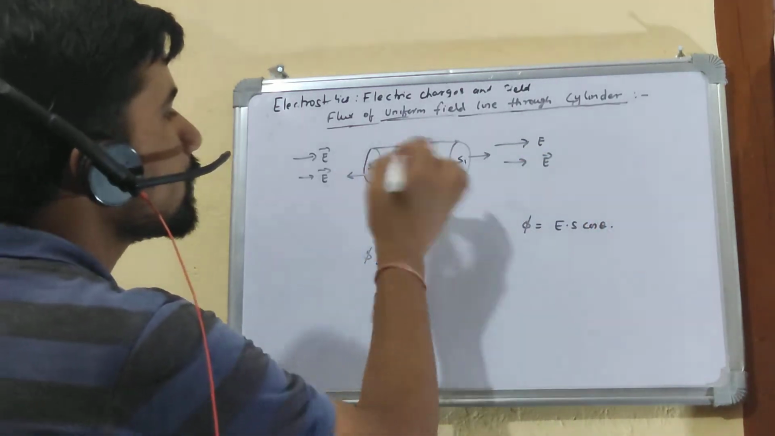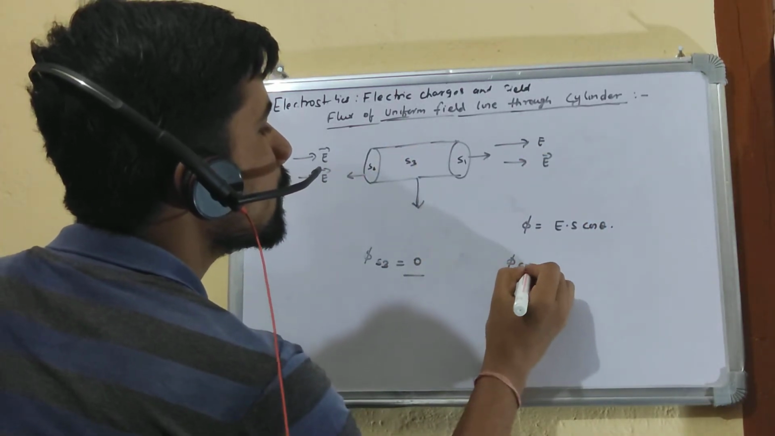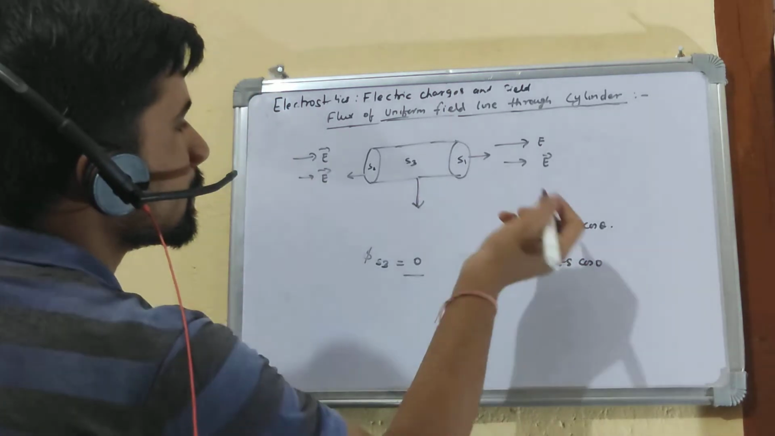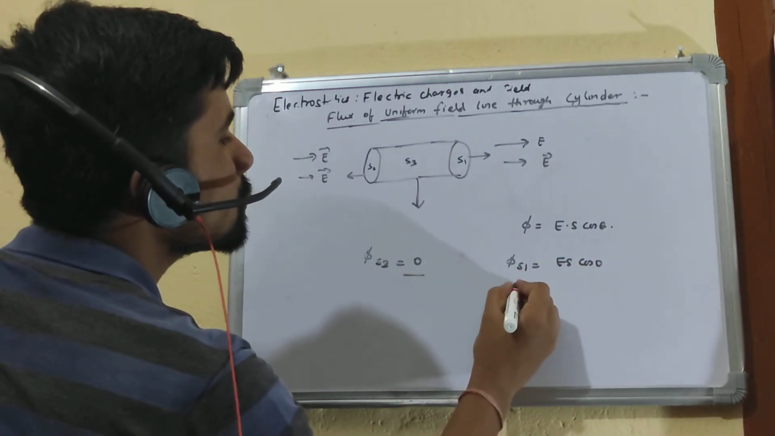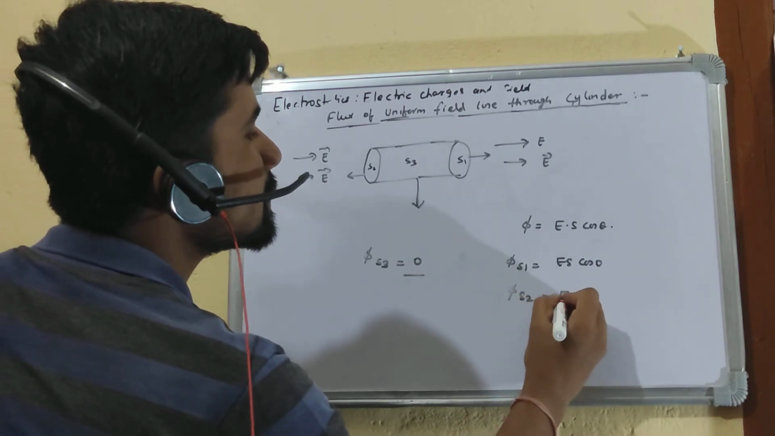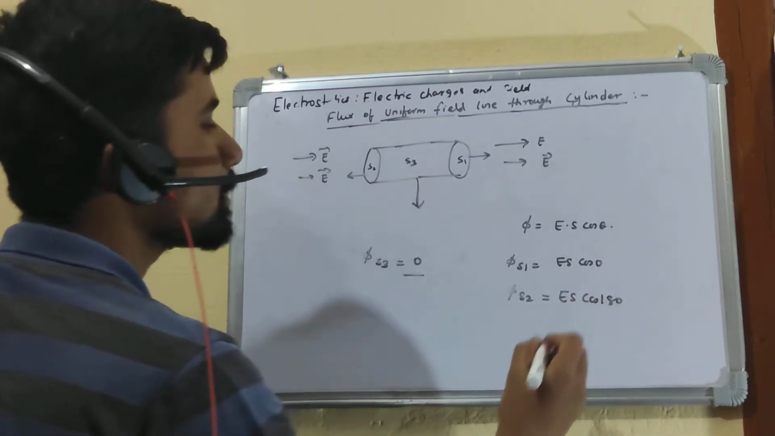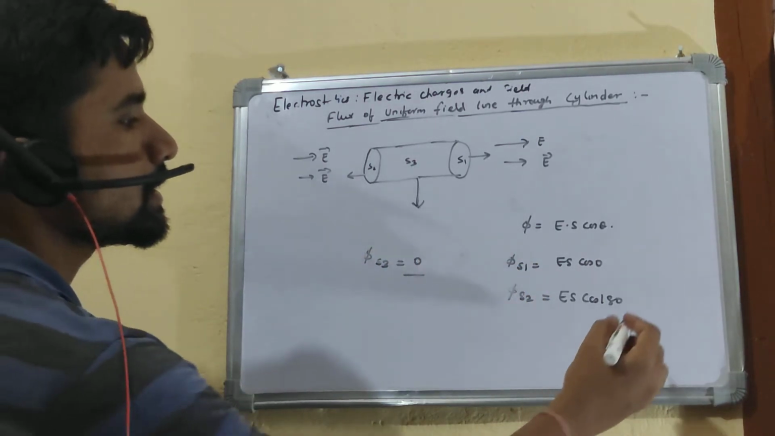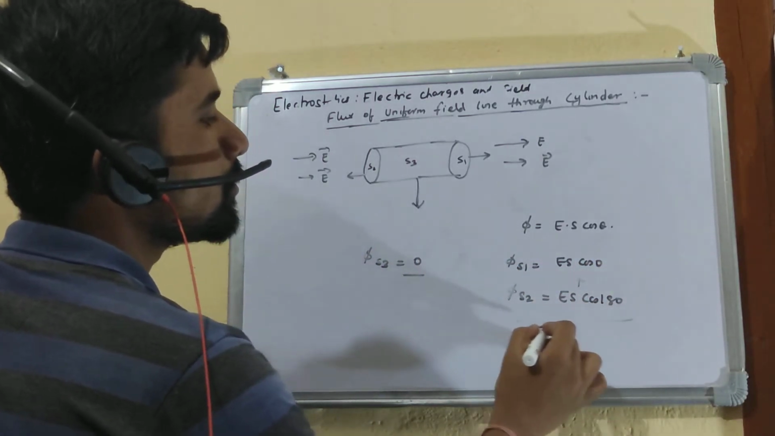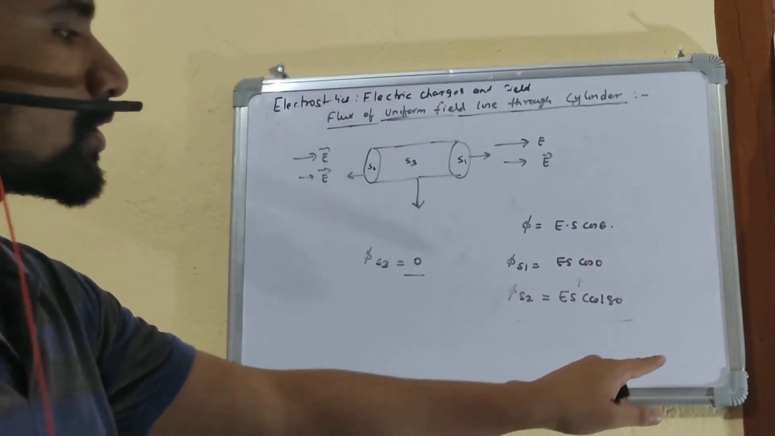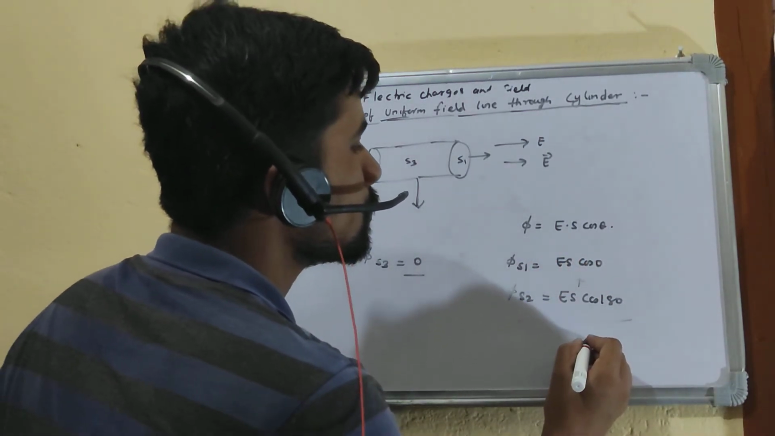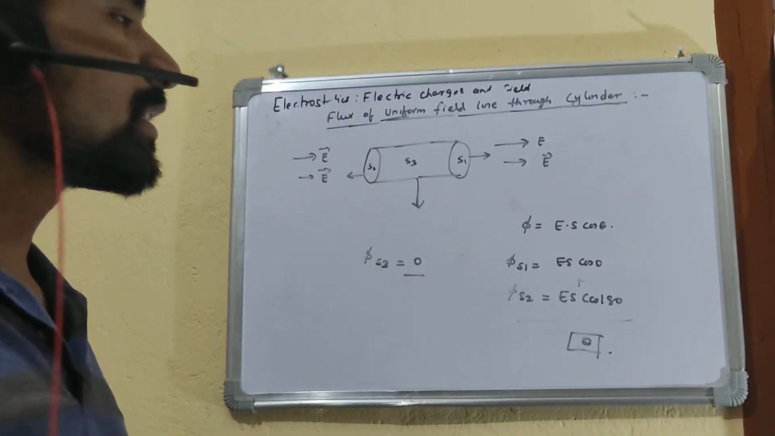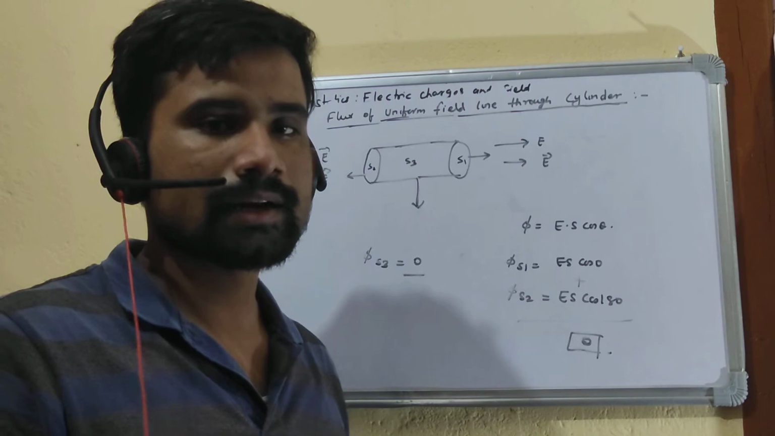Let's talk about S1 and S2. So flux due to S1 will be what? E S cos 0, right? Let's say this area is S. And flux due to S2 will be what? E S cos 180, right? So now net flux is phi S3 plus phi S2 plus phi S1. If I add these two, it will become what? Cos 0 is 1, cos 180 is minus 1. So this will add to 0. So the net flux through this cylindrical surface is 0, right?